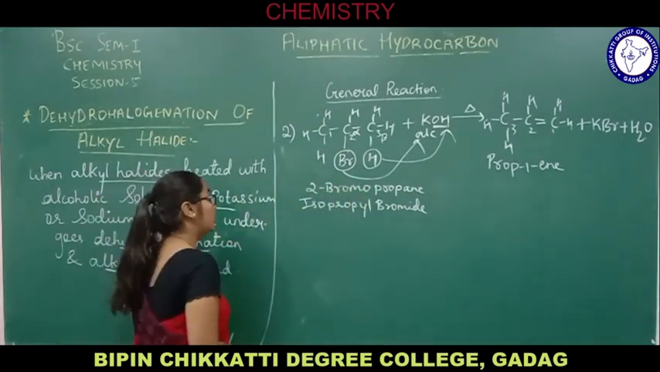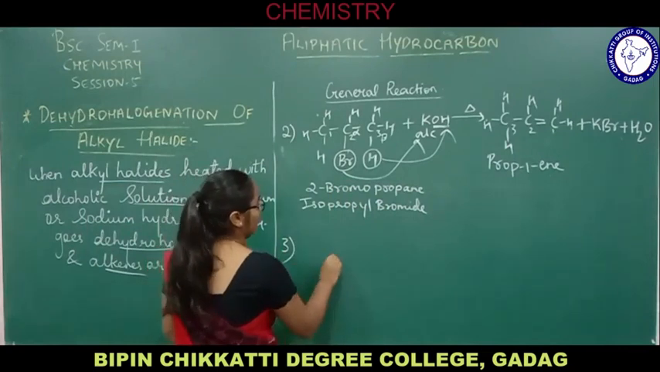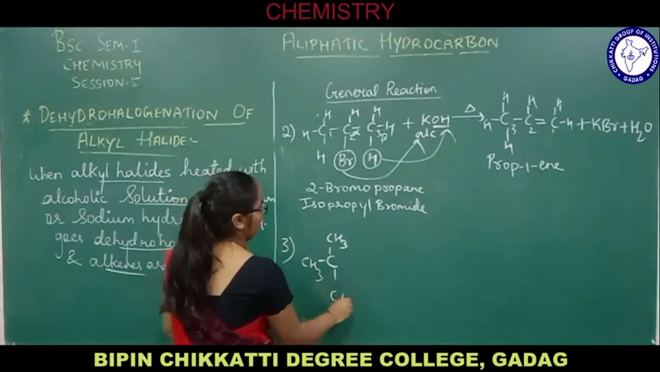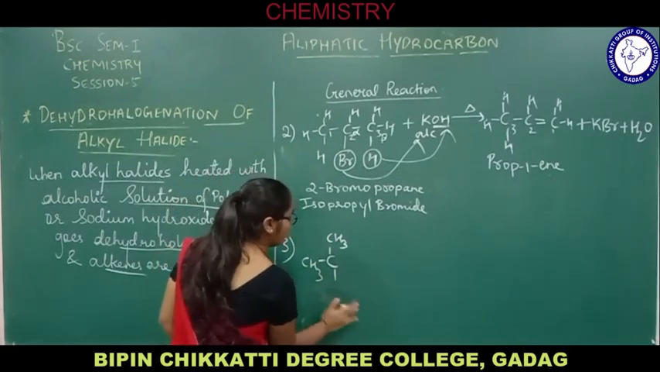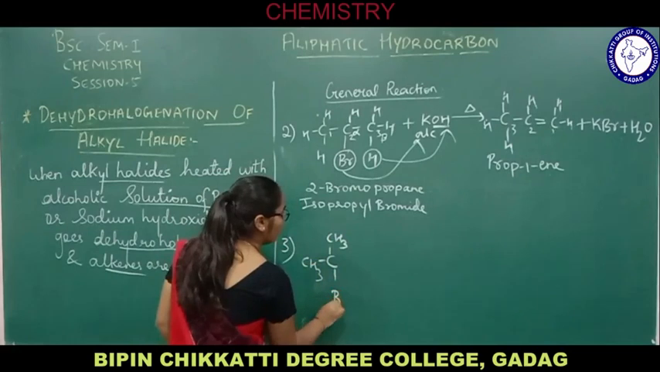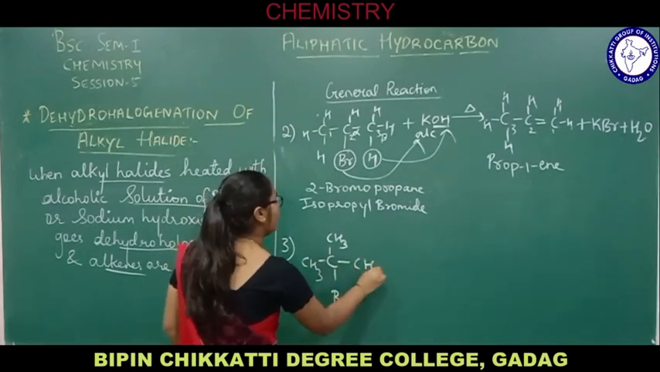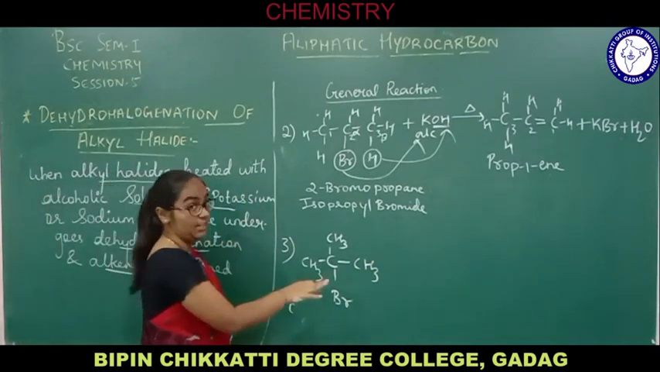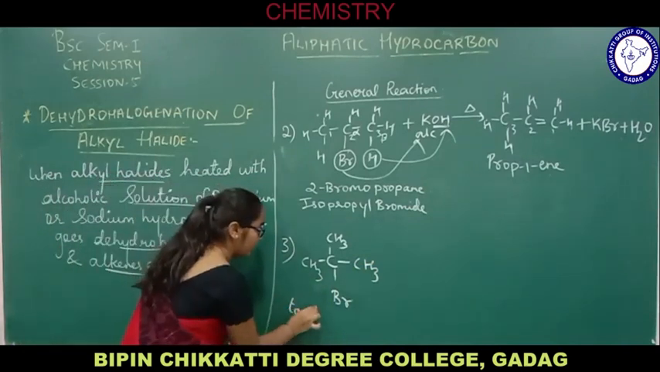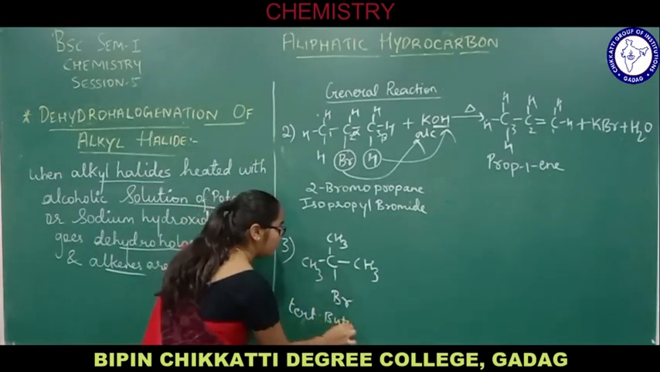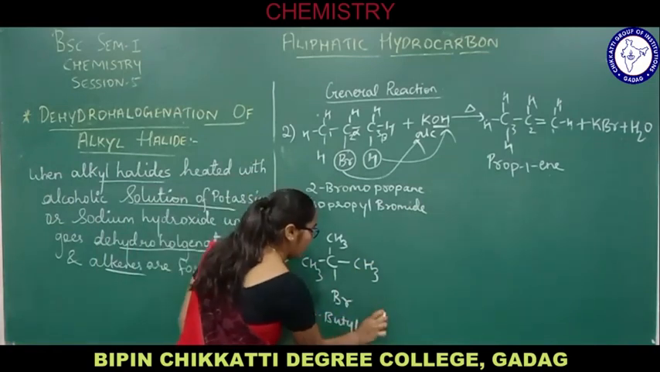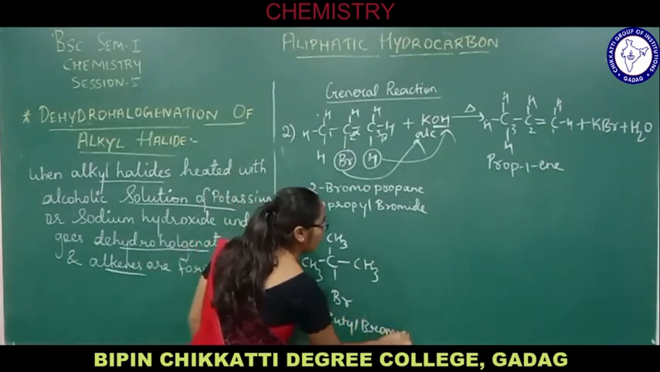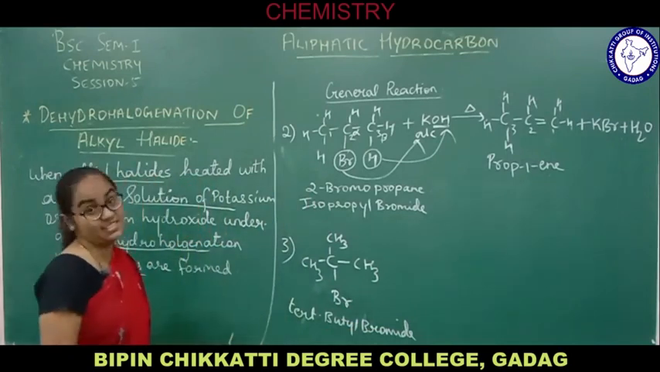Tertiary butyl halide. So third example we'll take it. CH3, CH3, CH3, and bromide I'll write downside. Tertiary butyl halide, right? So bromide downside, and this is this. The name of this reactant, this is alkyl halide only, right? Tertiary butyl halide. Halide in the sense which halide is there? Bromide. So tertiary butyl bromide is the name of this reactant.